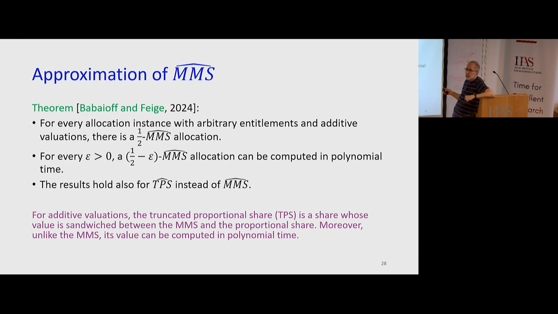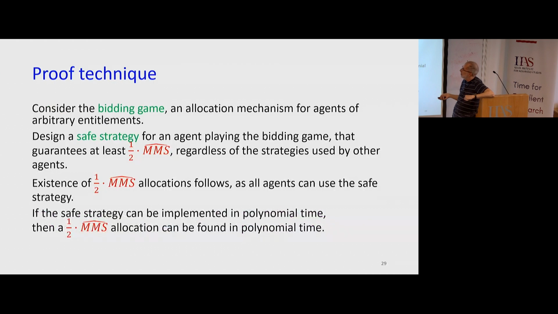So the truncated proportional share is something, we don't need to define it exactly here, it's something which is always at least as large as the MMS, never larger than the proportional share, and equal to the proportional share if no single item is over proportional, has by itself value more than the proportional share. So in many cases, this truncated proportional share is just equal to the proportional share. Okay. So this is the result that we have.